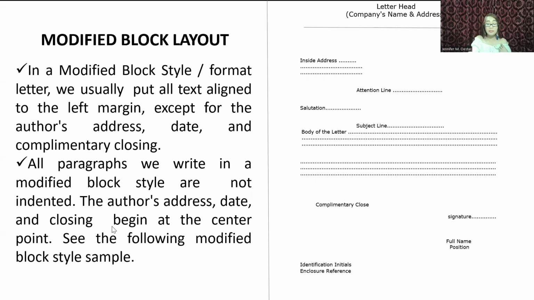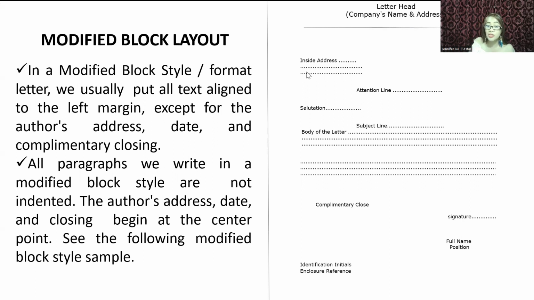The next is the modified block layout. In a modified block layout format, the letter is usually put in this position, as you can see on our sample. Put all text aligned to the left margin except for the author's address, date, and complementary closing. All paragraphs we write in a modified block style are not indented. The author's address, date, and closing begin at the center point. As you can see here, let's browse.